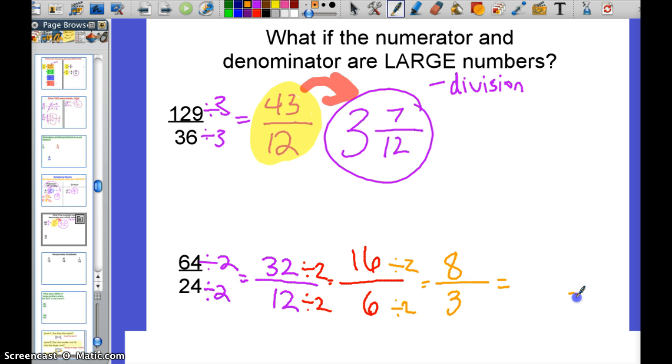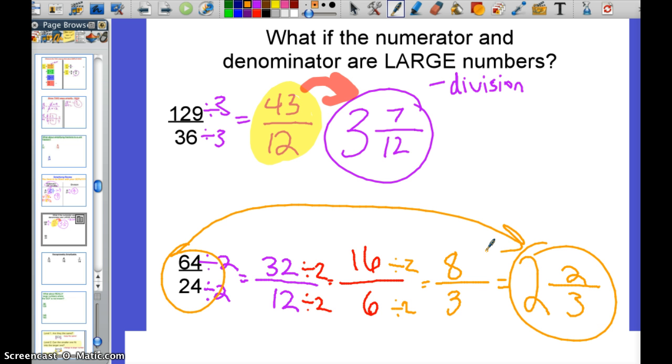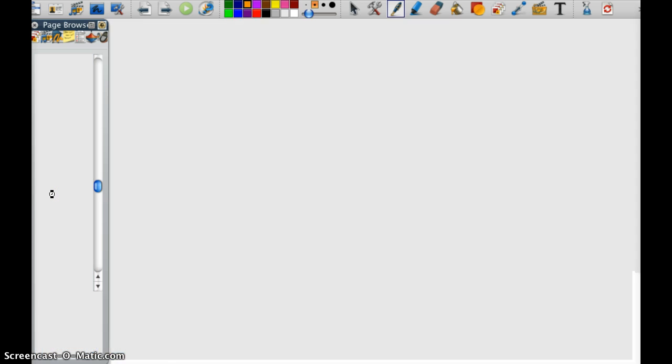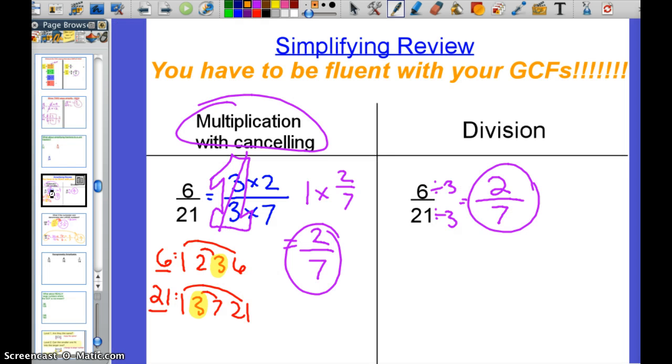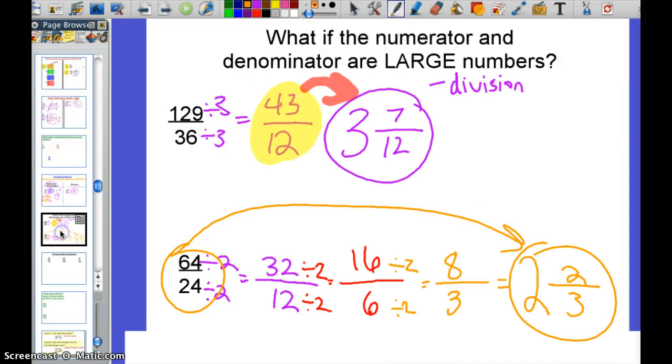And now I have to make this into a mixed number. 3 goes into 8, let's see, 2 times with 2 left over. So this would be the simplified version of 64 24ths. So my point is that it's perfectly great to know the greatest common factor right off the bat, like we talked about here. But you can also use strategies to get the fraction simpler using your knowledge of common factors. And you could get it down to the simplest form in a couple more steps. So it's just something to keep in mind that you can use both of these strategies.